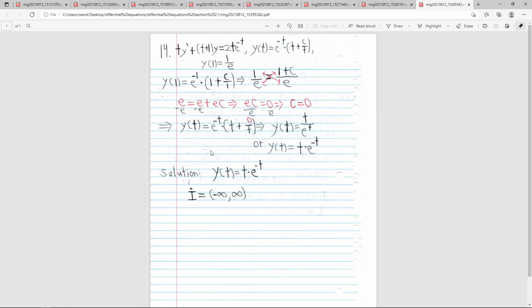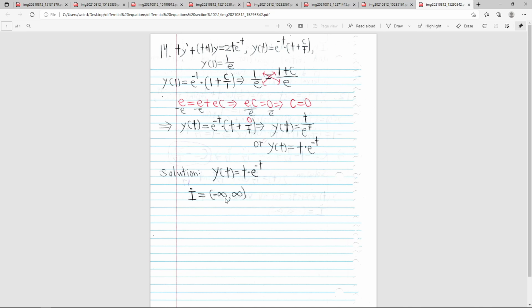So y at t is equal to e to the negative t times t plus 0 over t, so it's just y at t equals t times e to the negative t. We can put that in the denominator, so it's t over e to the t power. Or you can also write it as y at t equals t times e to the negative t. Generally speaking, they're both acceptable forms. Negative exponents aren't always liked, but a lot of times we deal with them and they can be left alone. So y at t equals t times e to the negative t is also an acceptable answer.